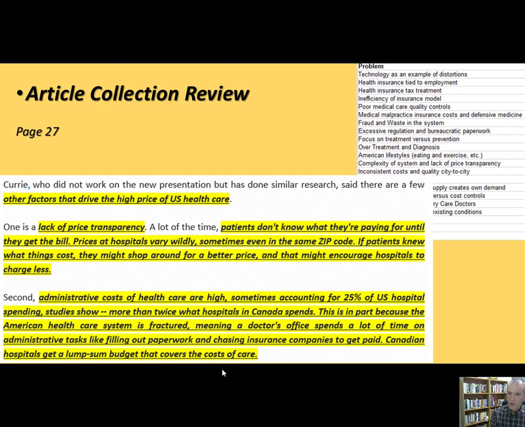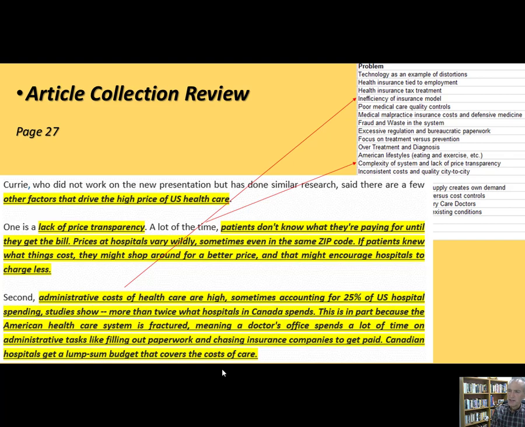We have more people using the system, and it might be because of the way insurance is, because we have insurance coming from your employer through the insurance industry, and it's very tax subsidized, so we overuse the system. It just encourages waste. This is in part because the American healthcare system is fractured, meaning a doctor's office spends a lot of time on administrative tasks like filling out paperwork and chasing insurance companies to get paid. Canadian hospitals get a lump sum budget that covers costs of care. So you're seeing some hints here of the Michael Porter solution going on in other places, but a lot of complexity and inefficiency of the insurance model.